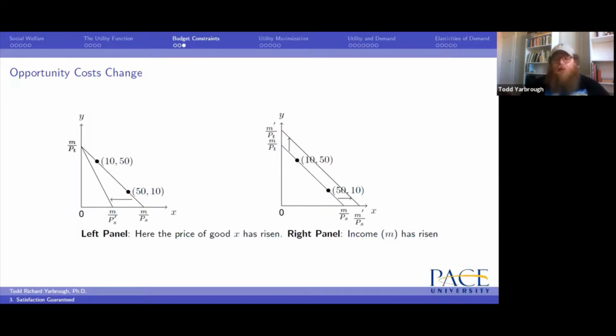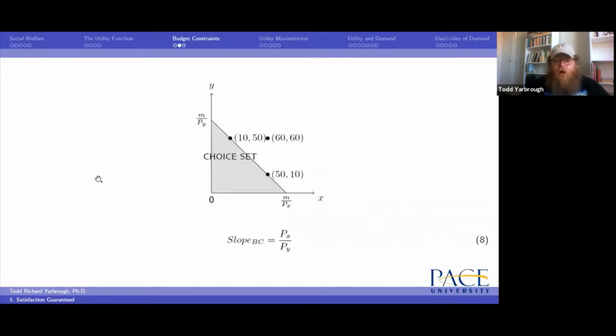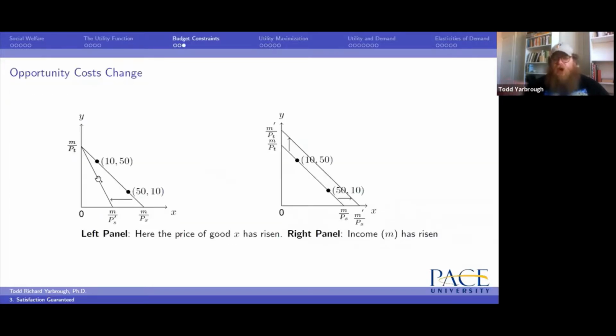And then on the right here, we can see what happens when your income rises. So when your income rises, this causes what we call a shift of your budget constraint. So a pivot is caused by price changes, and a shift is caused by income changes. And we can see naturally that as you make more income, your choice set grows. You're now able to consume more goods than you were able to before.